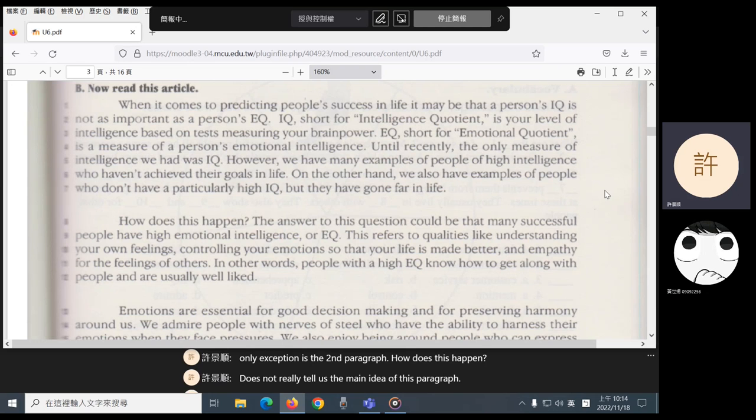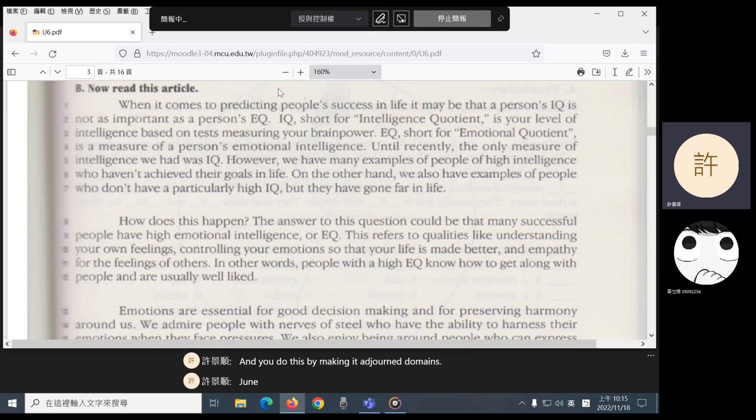Okay, so let's look at this reading in more detail. Let's look at the language. When it comes to predicting people's success in life. So when it comes to something, this must, after the two, this must be a noun. 一定要用名词. So if you have an action, you need to turn it into a noun. And you do this by making it a gerund, 动名词.